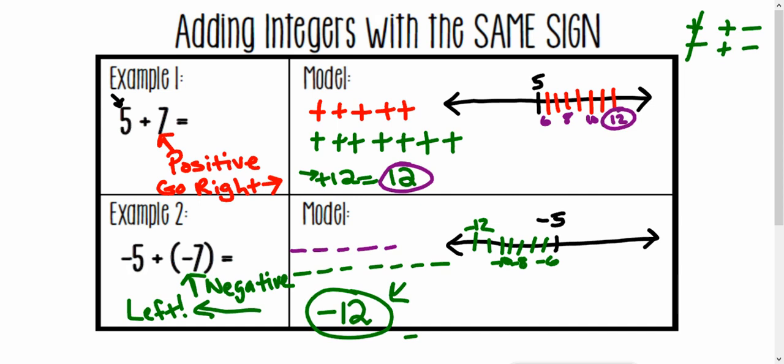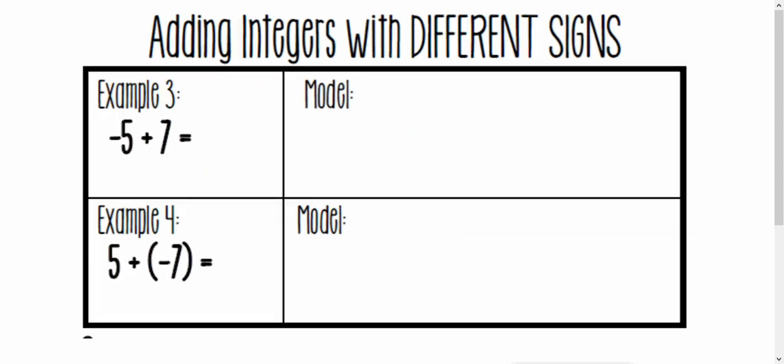Why don't we try a few of these as practice? Okay, now let's move on to adding integers with different signs. So in this example, number 3, we're starting with a negative 5 and we're adding a positive 7 to it.